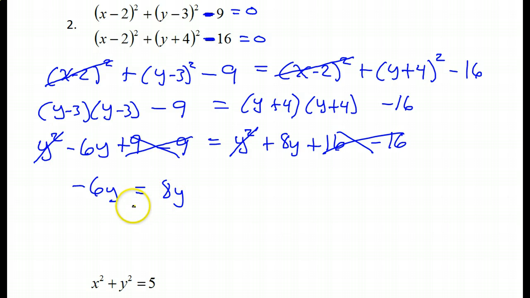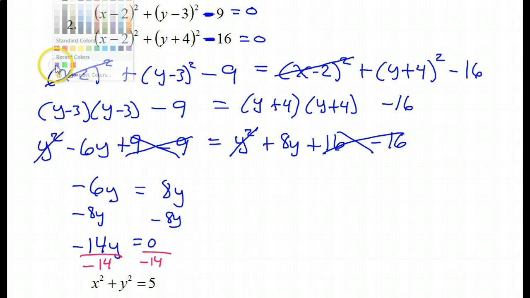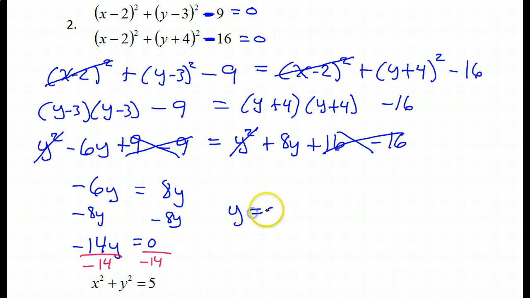Interesting. So if I were to subtract 8y from both sides, to get these y's together, that's going to give me negative 14y is equal to 0. Well, the only way that's going to happen is if y is 0. I guess technically you could think of it as dividing both sides by negative 14. So I'm getting y equals 0, guys. I'm getting y equals 0 for my only y value, my one and only.